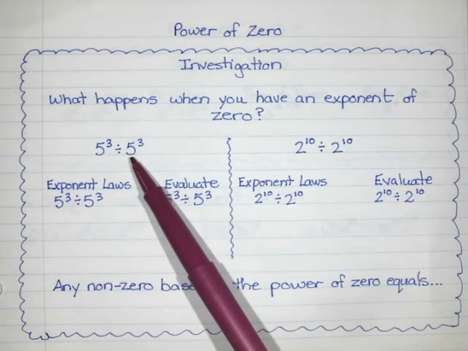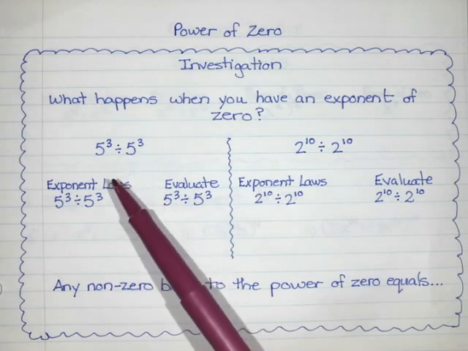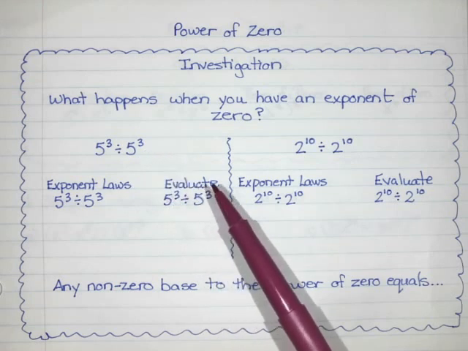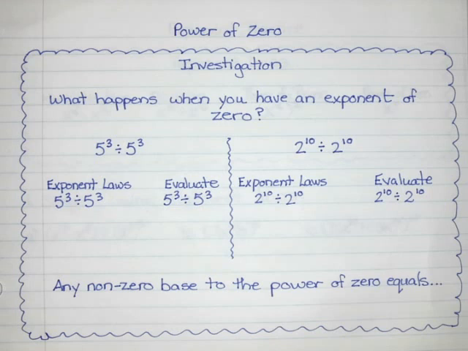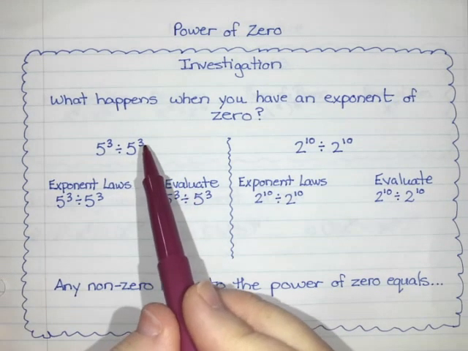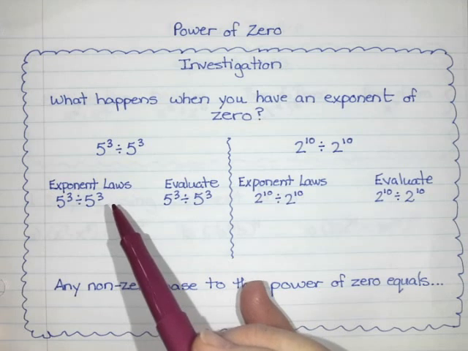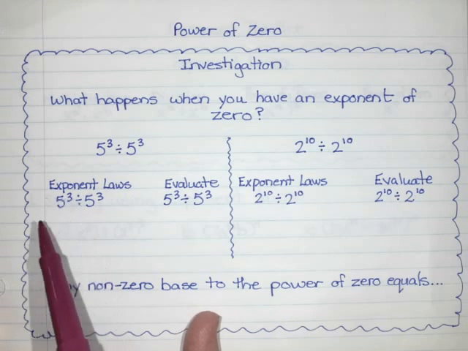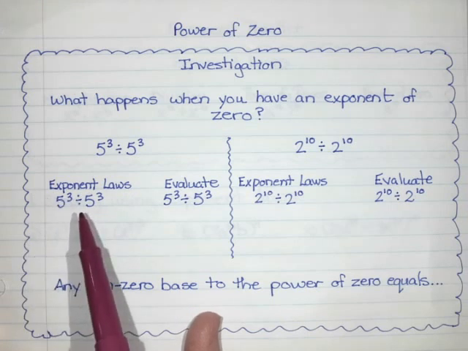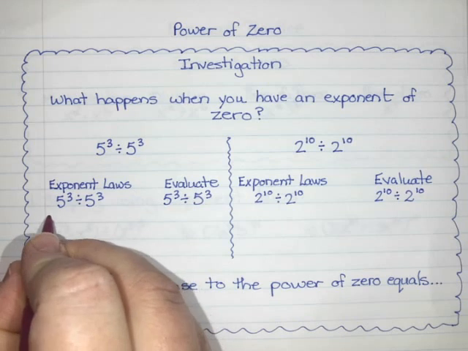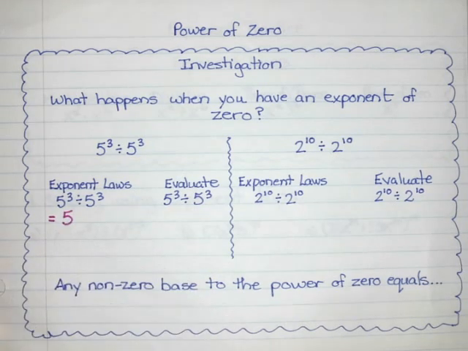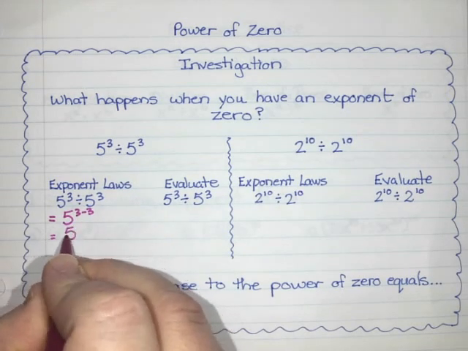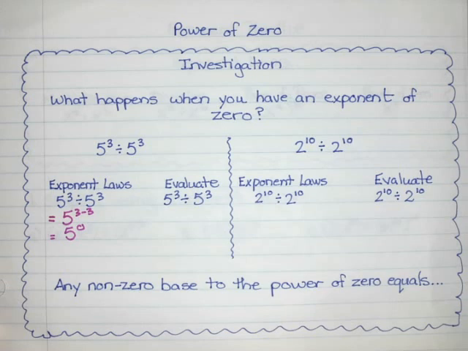We're going to take that question and we're going to try to do it two different ways. We're going to do it once where we use exponent laws, and then once where we actually work it out and see what it equals. So I'm going to start with 5 to the power of 3 divided by 5 to the power of 3. So if I use exponent laws, we have learned so far that when you are dividing two things with the same base, you leave the base the same and subtract the exponents. So 5 to the power of 3 divided by 5 to the power of 3 would be 5 to the power of 3 minus 3, or 5 to the power of 0. There's that power of 0 we were talking about.